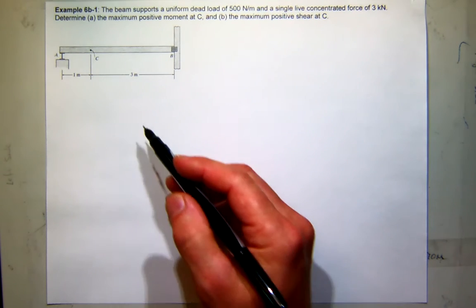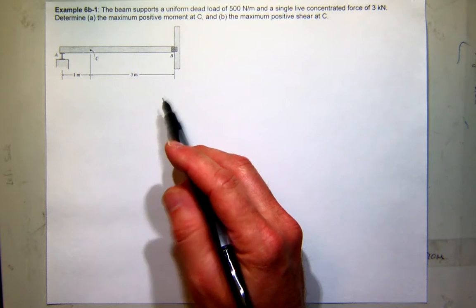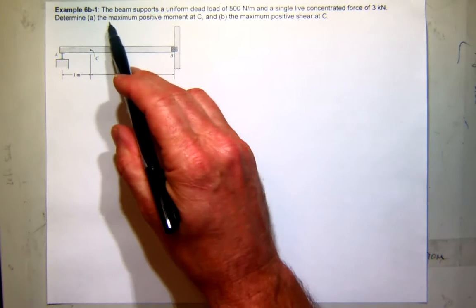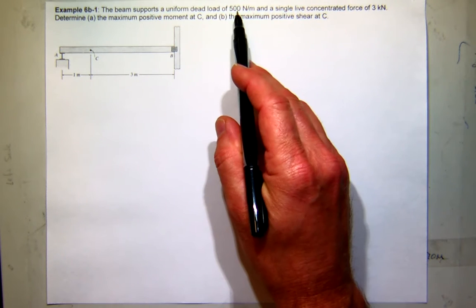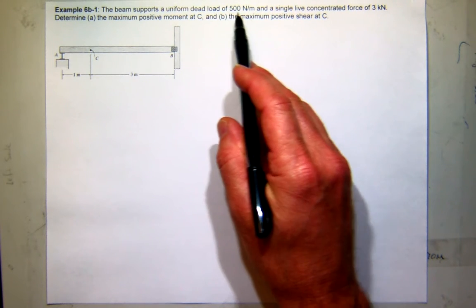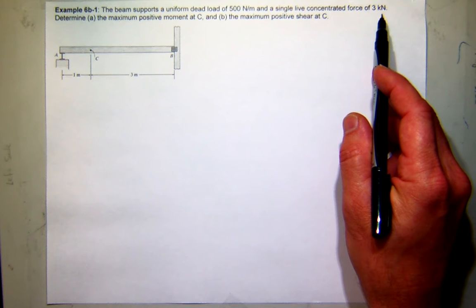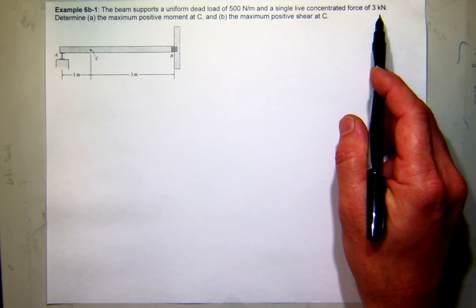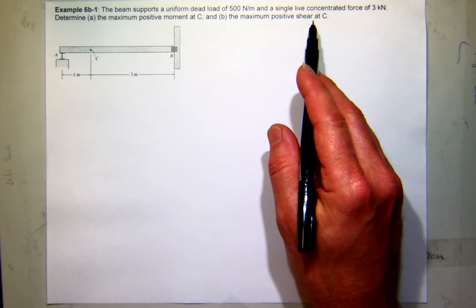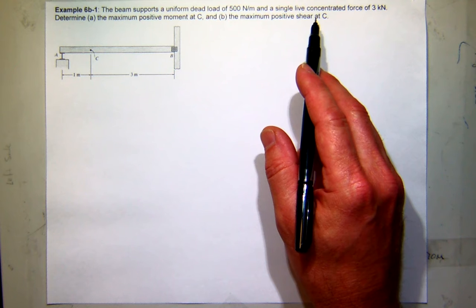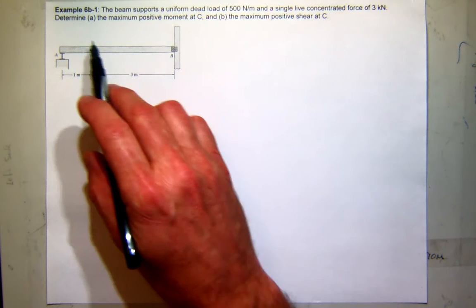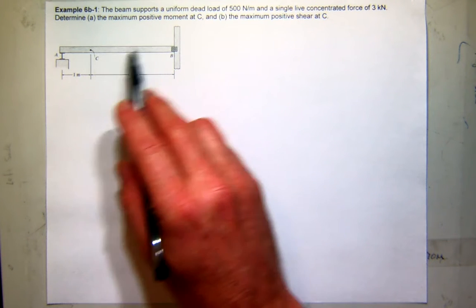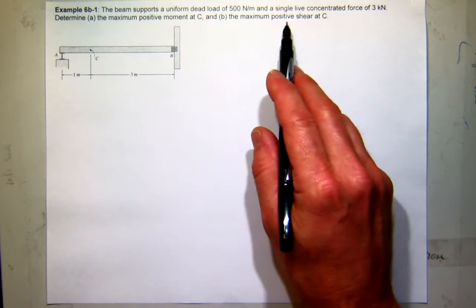Okay, so here's another problem we'll work that we'll use influence lines. First, you know this beam has a uniform dead load and a single live load. So it's a little simpler loading combination. You notice there's no live uniform load. But we have two things to do. We've got to find the maximum positive moment at C and the maximum positive shear at C.